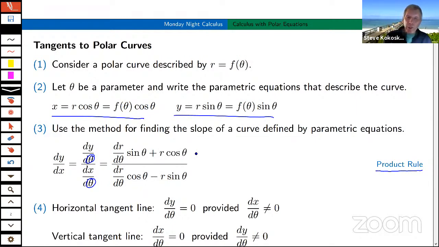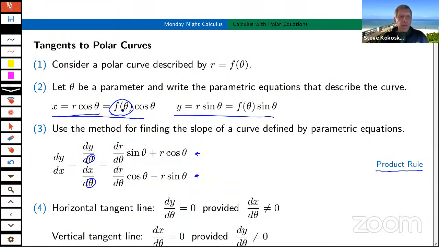Now, where did these two ugly looking equations come from? Well, I know what x is. Let's see, I'll take a look at the denominator first. I know what x is. r, we write the expression for r as f of theta, and really, that's just a product. And so all I did was use the product rule twice to get that expression in the numerator and the denominator.